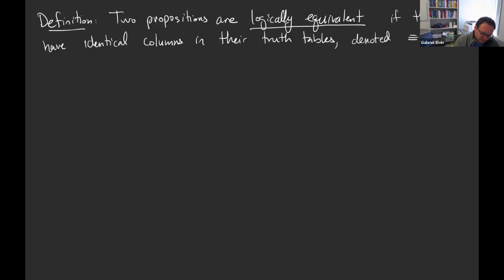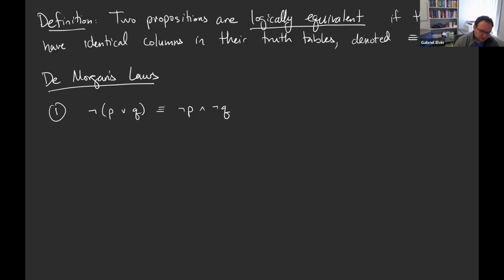And so what are De Morgan's laws? So number 1 is: not (P or Q) is equivalent to not P and not Q. And then number 2 is that not (P and Q) is equivalent to not P or not Q.